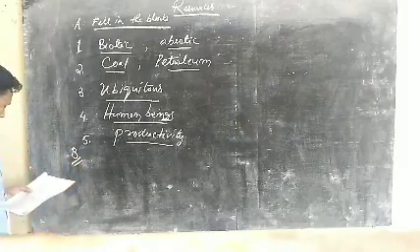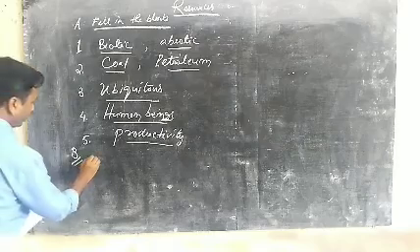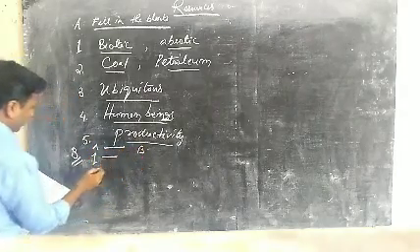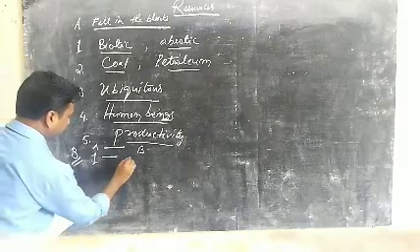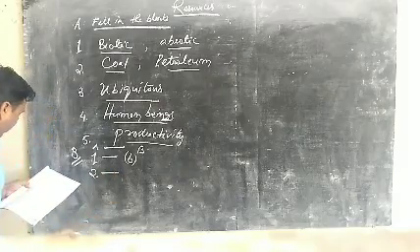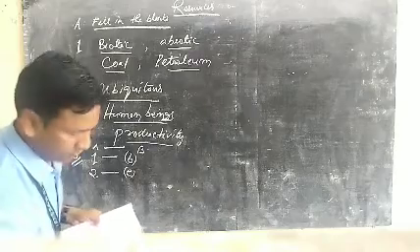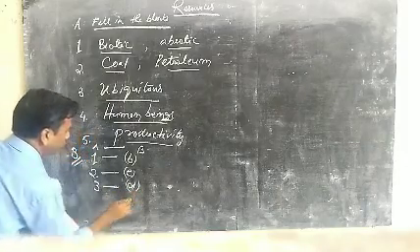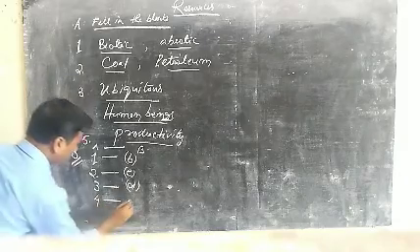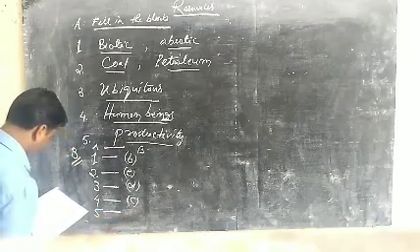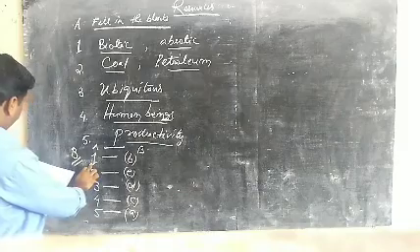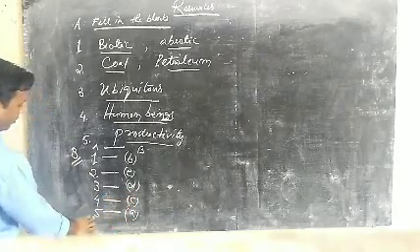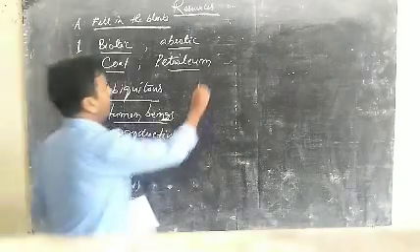Then the second one is match column A with column B. Question number 1, answer will be B. Question number 2 will be E. Question number 3 will be D. Question number 4 will be C. And question number 5, A. So number 1 is B, number 2 is E, number 3 is D, number 4 is C, and number 5 is A. So that is the match the following.